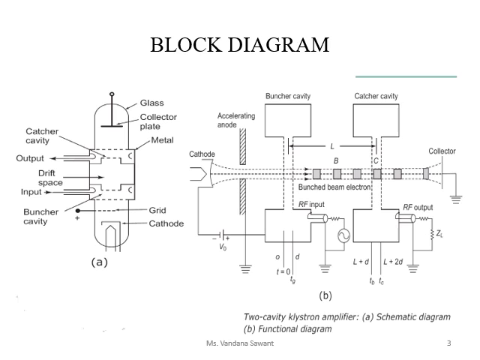Now, whenever the electrons are traveling through this catcher cavity, as there is a negative field, the maximum energy is extracted from the electrons, and these energy-extracted electrons, the leftover electrons, are caught by the collectors.